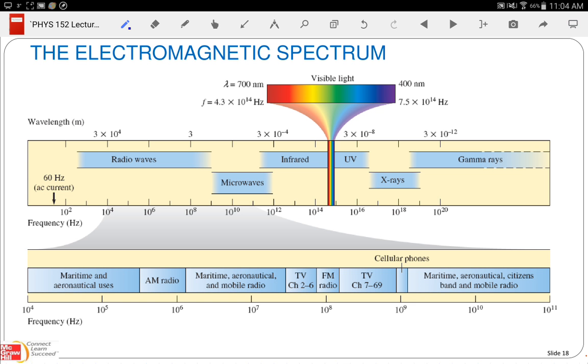Electromagnetic spectrum. One of the interesting things that Maxwell did is he calculated, which we'll see on another slide, what the speed of an electromagnetic wave was. And he found that the speed of the electromagnetic wave was the same as the speed of light. And so he posited that because they have the same speed, they're the same thing. Is that logical?